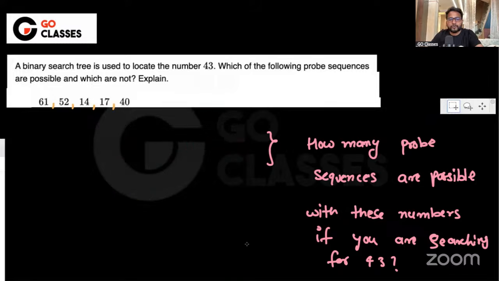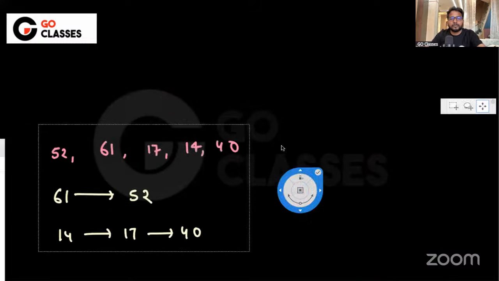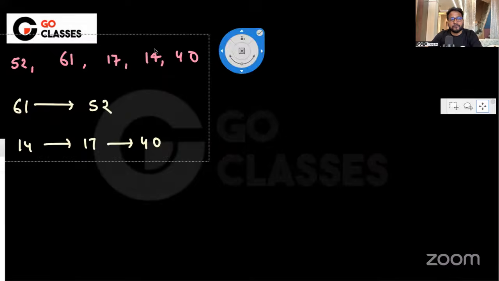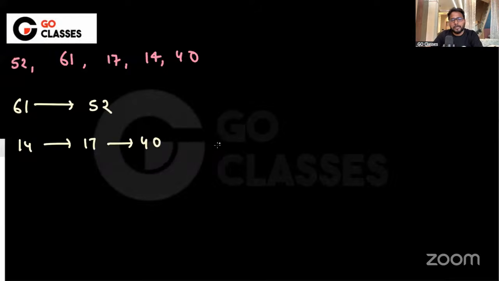Let me go to the next page to explain this. Tell me, if I give you this probe sequence, let's suppose 14, after 14 let's suppose I write 61, and after 61 let's suppose I write 17, then 40, and then 52. Is this sequence possible? Tell me, is this possible?